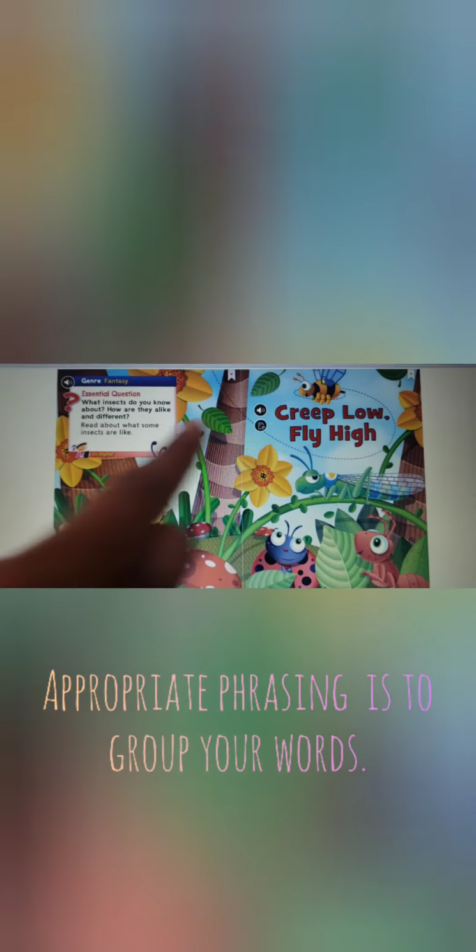I would like to show you what I mean by appropriate phrasing, how to read fluently. So the title of my story is Creep Low, Fly High. And why do you think I paused? Why do you think I paused? Creep low, fly high. I pause because there is a comma. And when I see a comma, I know to pause and take a break. So I'm going to read just a few pages in this fantasy, Creep Low, Fly High. We're going to talk about what insects do you know about and how they are alike and different. And as I read, I want you to pay attention to how fluently I read.